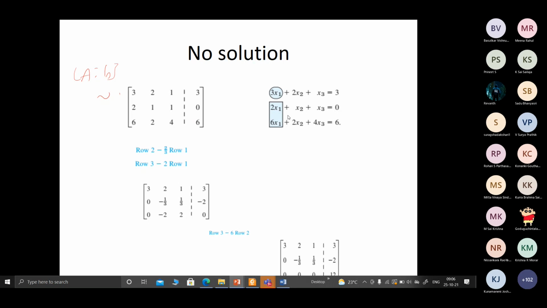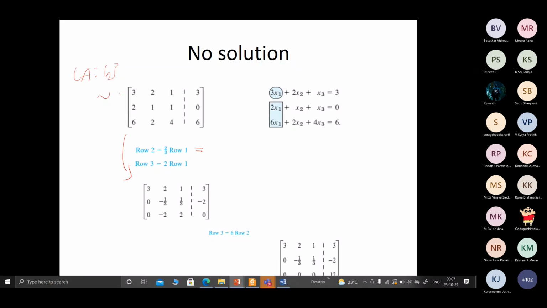It's easy. Now, as usual, with the help of the first entry, make the entries below it zero. So what you have to do? Row 2 is row 2 minus 2 by 3 times row 1, multiplying by 2 divided by 3. Or what you can do is multiply this row by 3, this row by 2 and subtract. You can do anything. And row 3 is row 3 minus 2 times row 1. Multiply this by 2 and subtract. So this is what you get, from here to here.